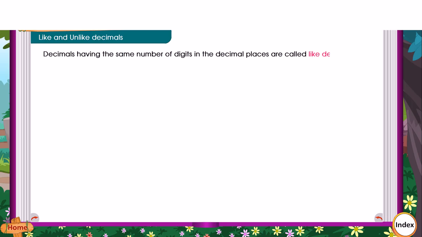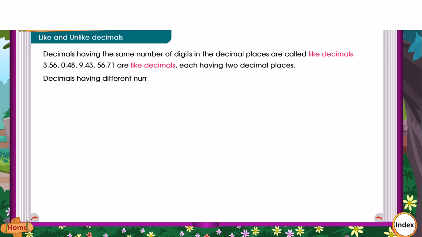Like and unlike decimals. Decimals having the same number of digits in the decimal places are called like decimals: 3.56, 0.48, 9.43, 56.71 are like decimals, each having two decimal places.